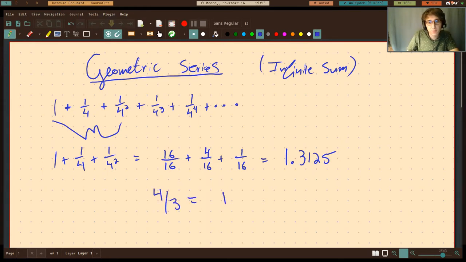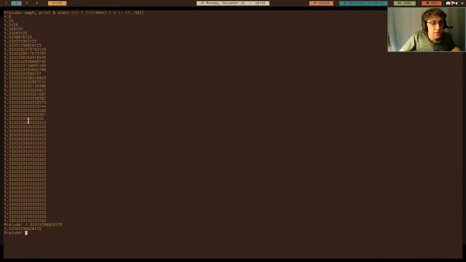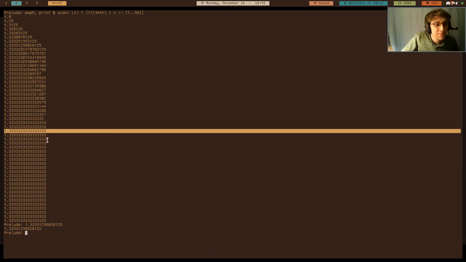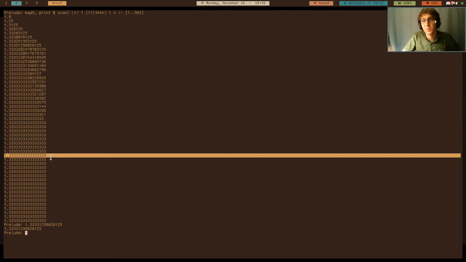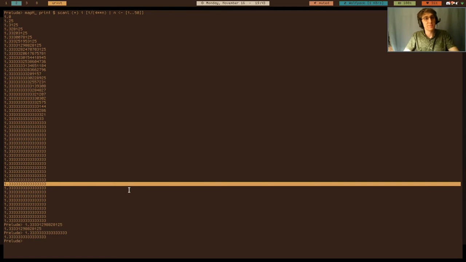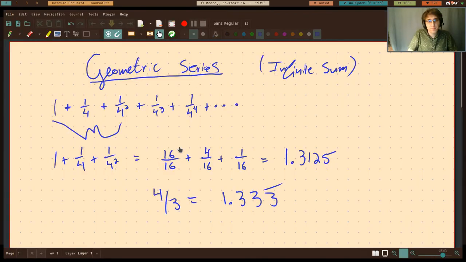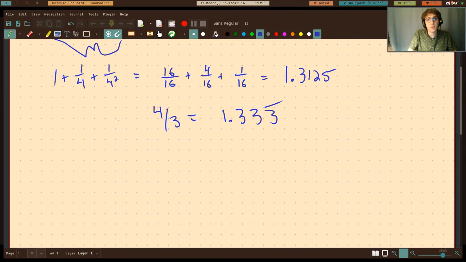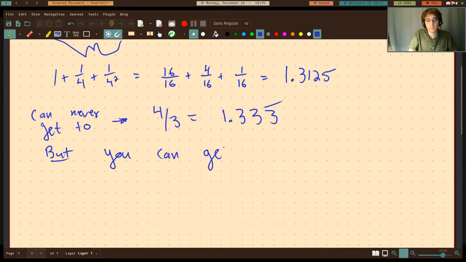4/3 is 1.3333, 3 repeating. Right, and you can see even at some point the difference gets so small when you add more and more terms that it's not even registering here. But the point is that in the real world you can never get to 4/3. But you can get as close as you want.